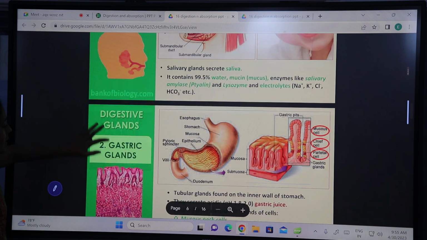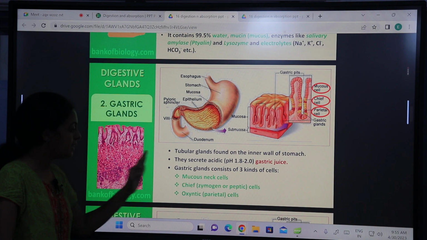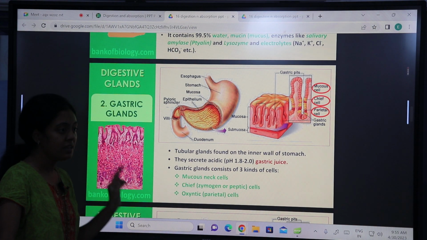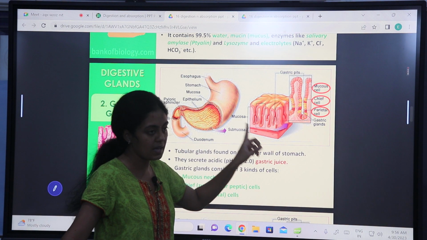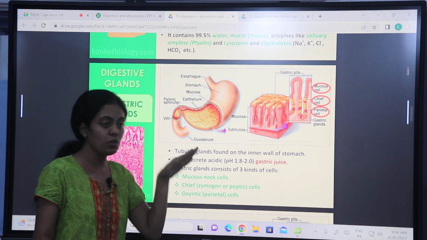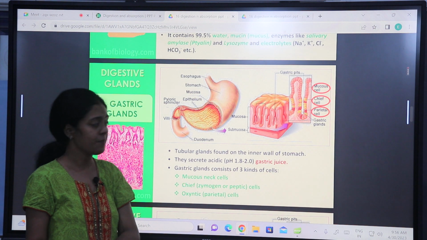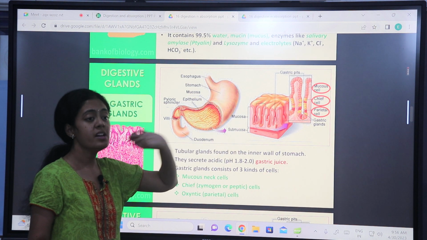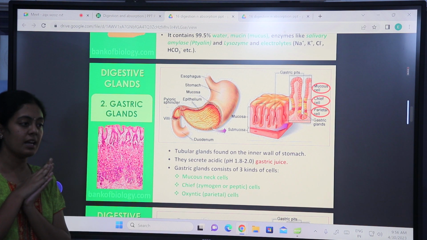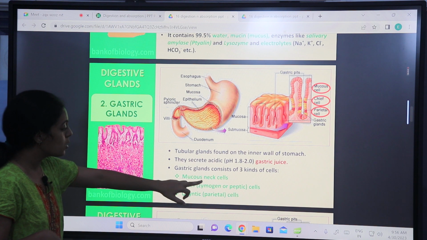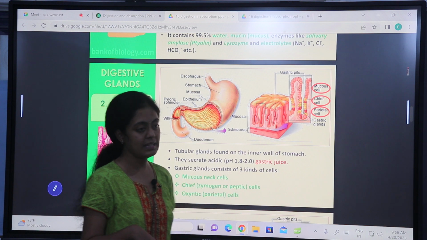Then you have your gastric gland. Here you have three different types of cells in your gastric gland. Where are they present? They are present in your stomach. You can see the gastric gland is in the mucosa. Where are these glands present? Mucosa. You know mucosa, submucosa, then muscularis, serosa. So in the innermost layer called mucosa, you have certain cells, and each cell secretes each kind of enzymes and substances. So you have mucous neck cells, you can see this mucous neck cell, the chief cell and the parietal cells.